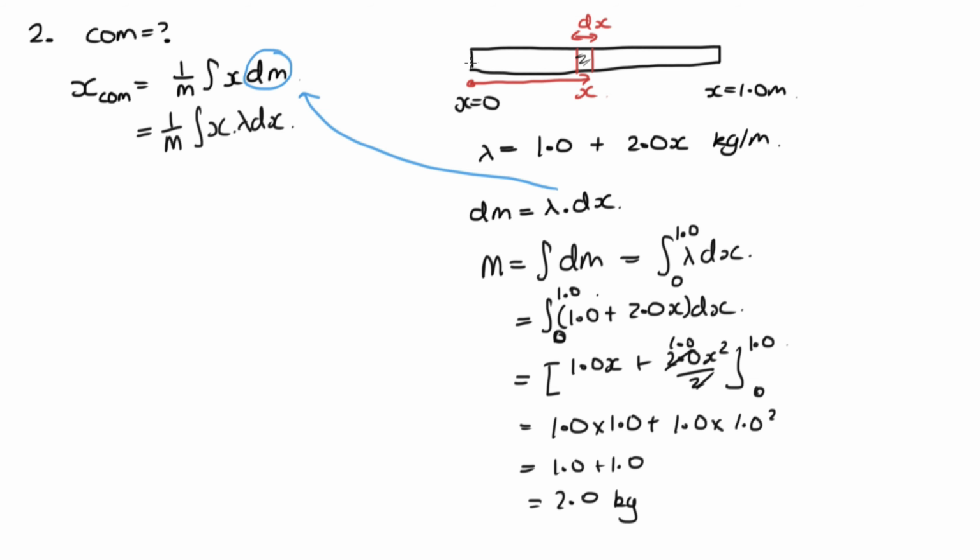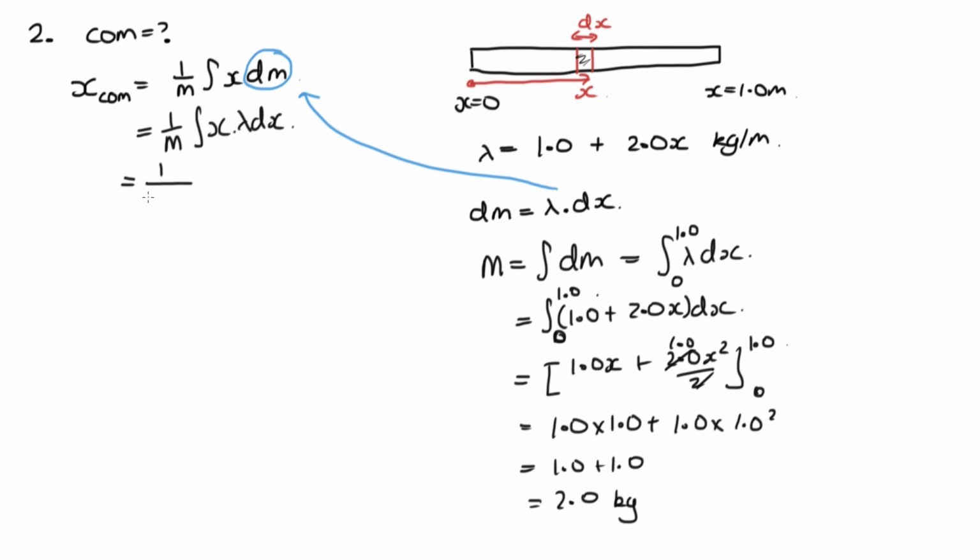which kind of makes sense when we think about it, because this end of the rod is 1 kilogram per meter, and substituting in here we can see this end of the rod is 3 kilograms per meter. So it suggests that on average it's about 2 kilograms per meter, and it's 1 meter long, so 2 kilograms makes sense. Okay, so now what we can do is work out this center of mass.